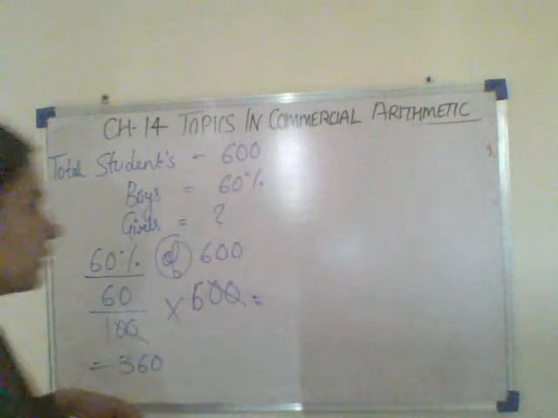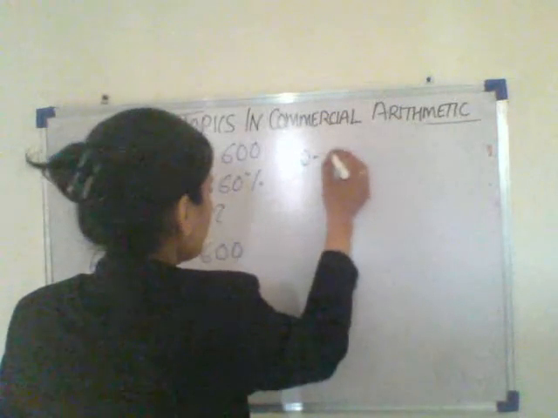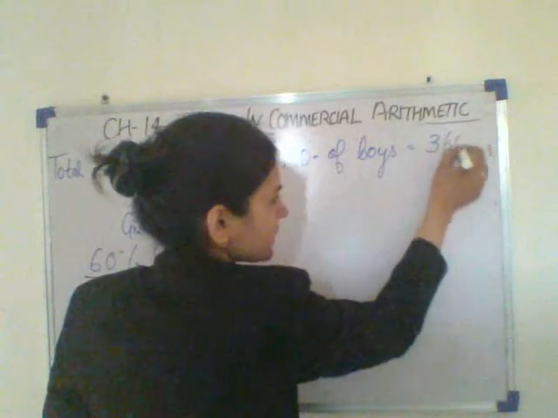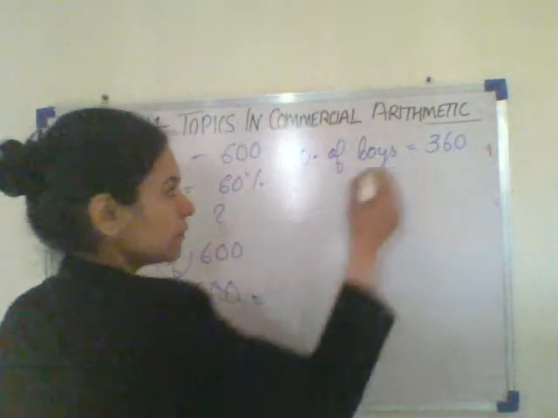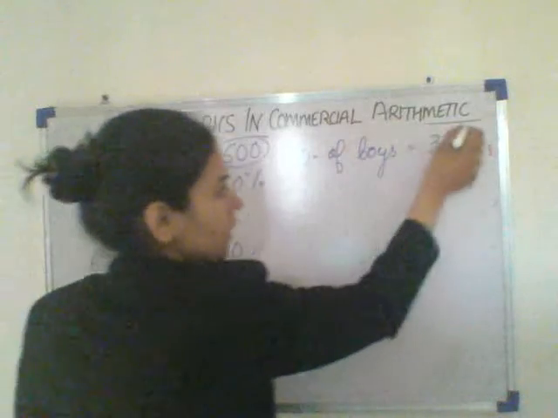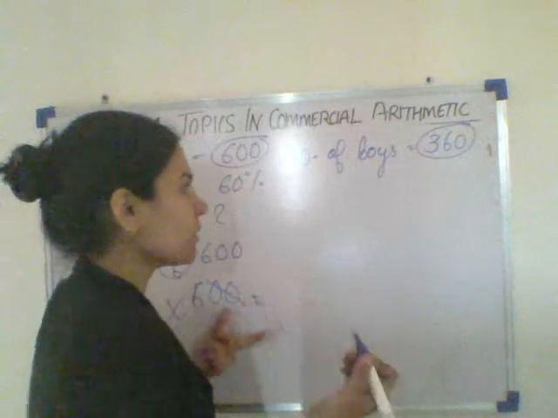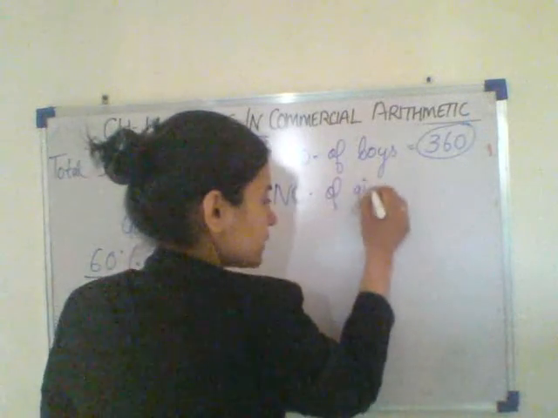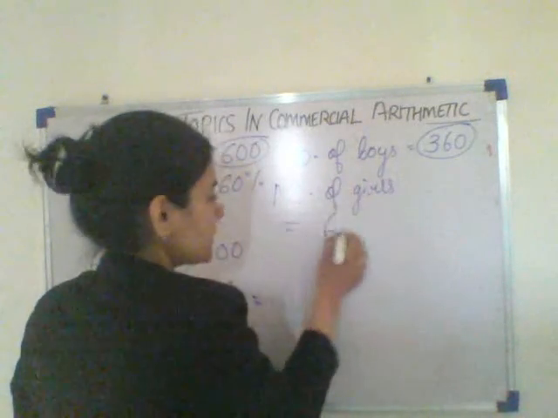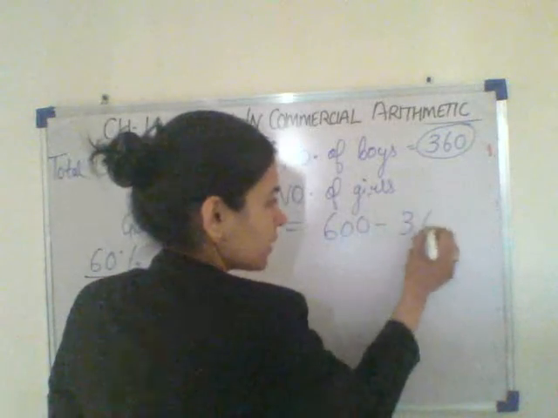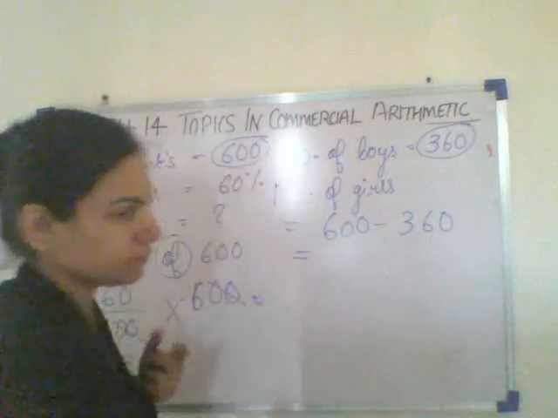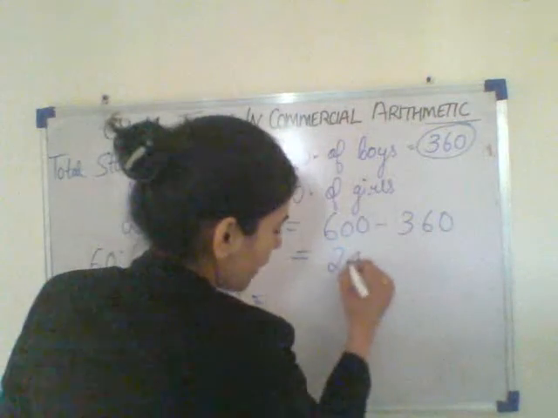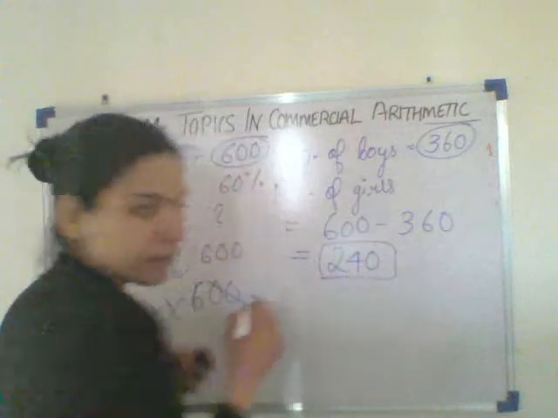We can say the number of boys is 360. Now we know that out of 600, 360 are the boys. So the remaining will be the girls. So number of girls will be 600 minus 360. So how many girls will be there in total? 240 girls will be there.